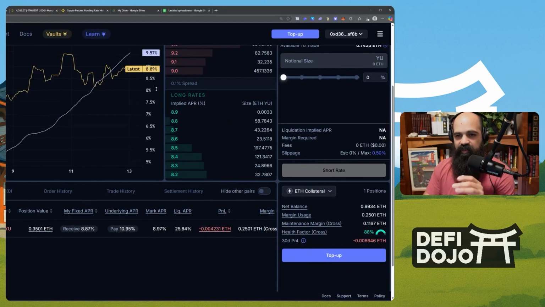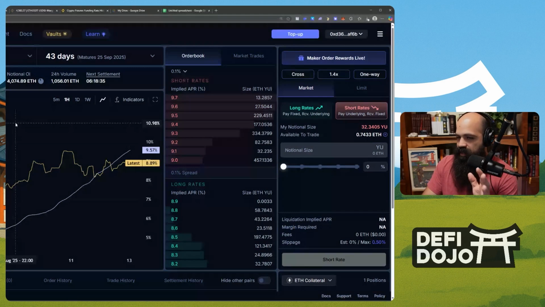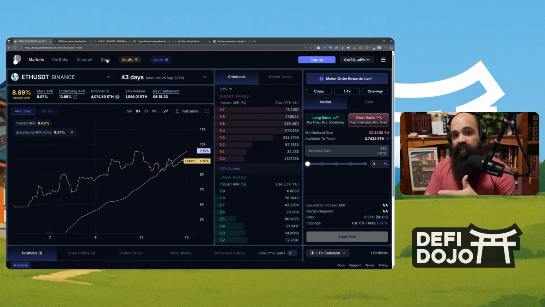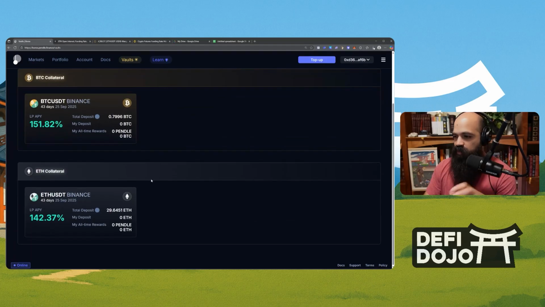So I've done it. Look at that. Barely even moved the market. So that is longing and shorting. Hopefully this makes sense. Now we're going to go over to vaults. What the heck are vaults? This is the liquidity for these markets. If you're in the vaults, you're providing full range Uniswap V2 style liquidity for these markets.